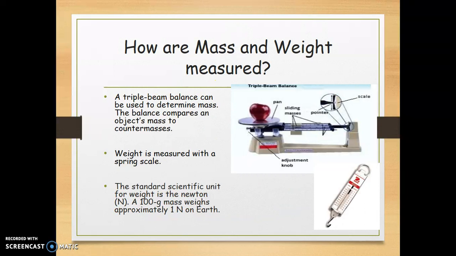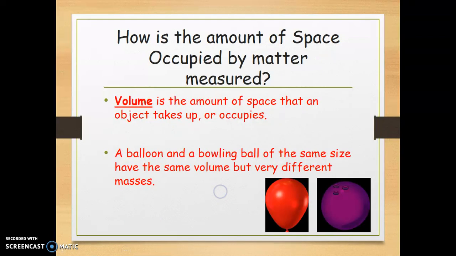So this is one way we've already practiced doing this in the beginning. A triple beam balance is how we measure mass. And it's used by using a countermass, and we'll demonstrate that on Tuesday. Weight is measured with a spring scale. We're going to be using those later on in the year. And our standard unit for scientific weight is the Newton, which is about the weight of 100 grams of mass.